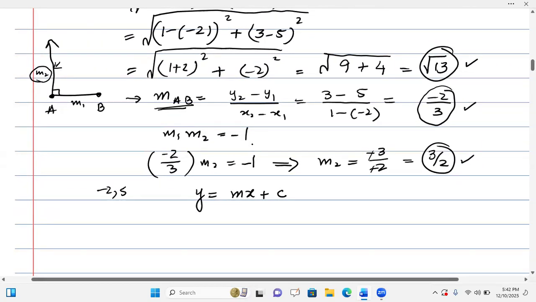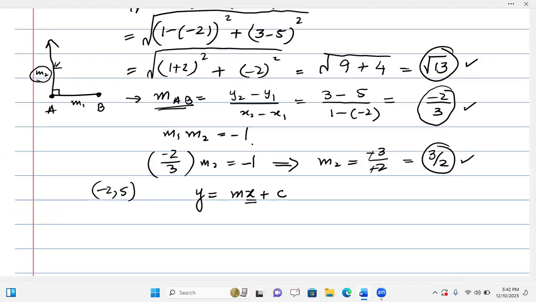So your x for this case is -2 and your y is 5. For calculating the intercept c, the constant, I take m2 as 3 by 2. So 3 by 2 into x, which is -2, plus c is equal to y, which is 5. From here, to make c the subject, 2 one time, 2 one time, -1, and 3 makes -3, so 5 plus c.